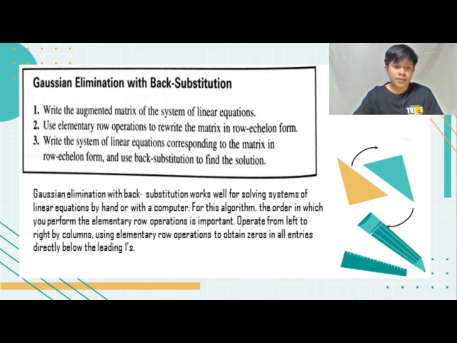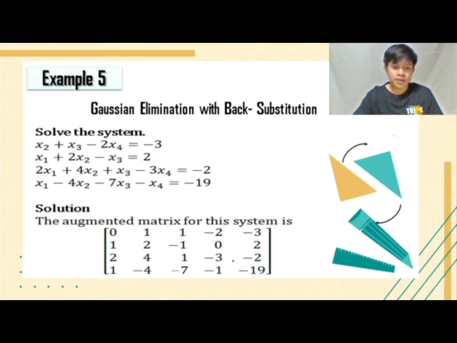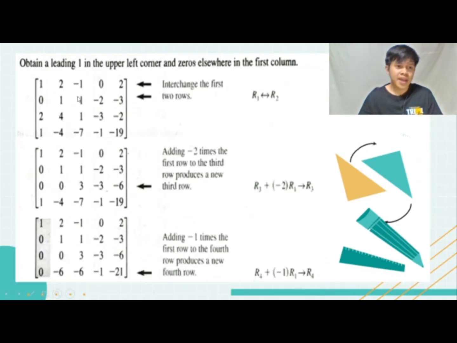So we're going to proceed now. So obtain a leading one in the upper left corner and zeros elsewhere in the first column. So here in step 2, interchange the first two rows.